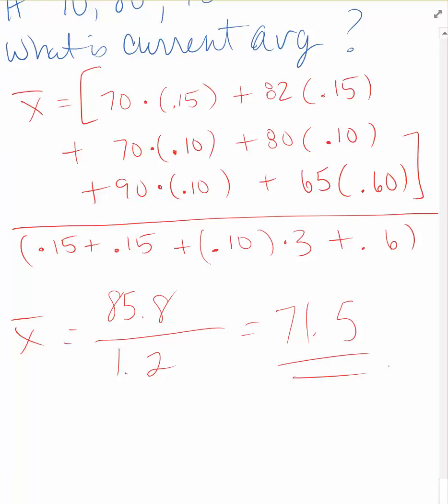An eyeball check for this is that the one that's weighted the most should be influencing the score the most. She made a 65 on her exam, and that was 60% of her grade. So although her other grades were good, that 65 is pulling her average down. So that's how we can do a weighted mean.